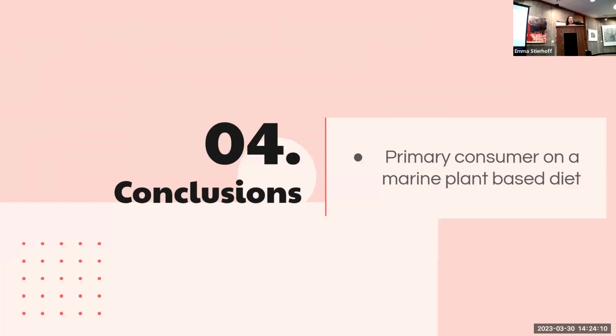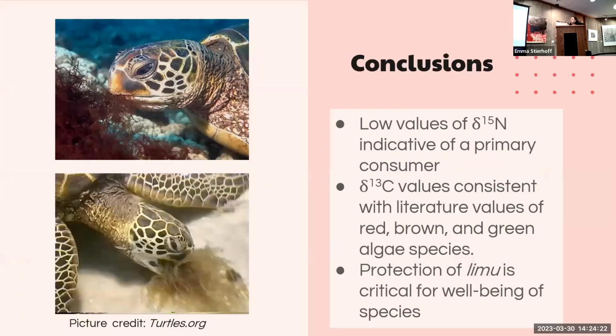So, what do those values mean? Essentially, those indicate the turtles are primary consumers and they feed on a plant-based diet. We know that based off the low values here, they are acting as primary consumers, and the delta 13 carbon values were consistent with literature values reported on red, brown, and green algae.